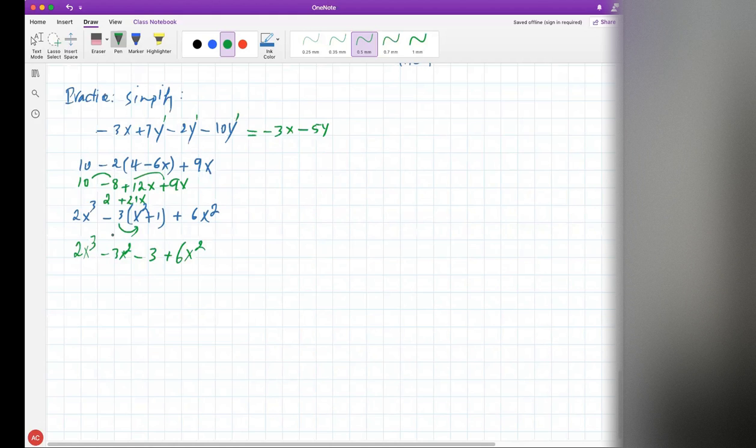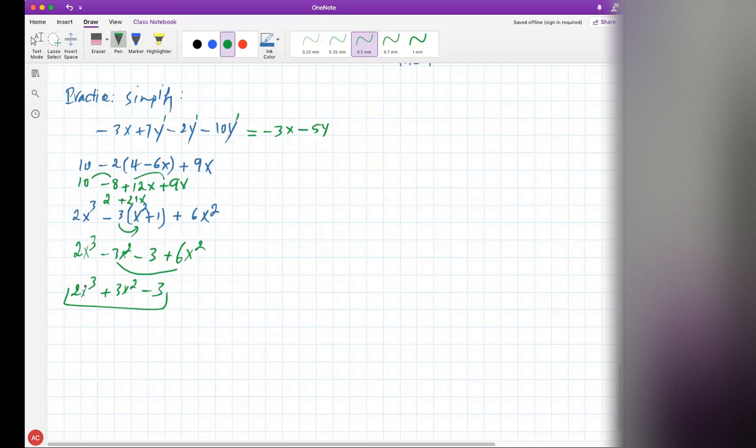Yes, negative 3x squared with 6x squared. It will be positive 3x squared. That's right. Minus 3. So this doesn't have a like term, it stayed the same. These two have the same power and variable. We combine them, minus 3 plus 6. Finally, the 3 here. So these are different.